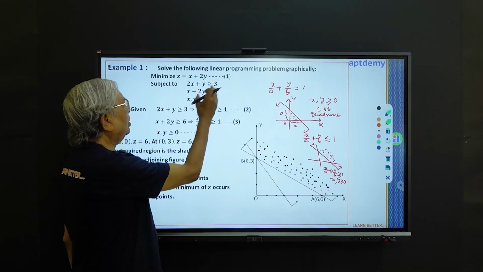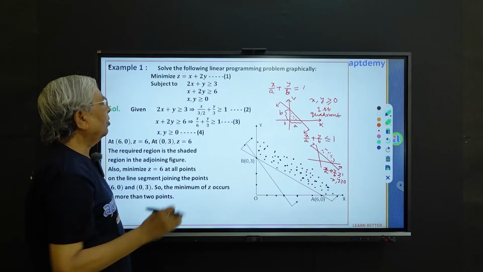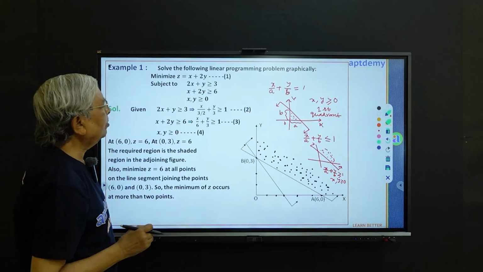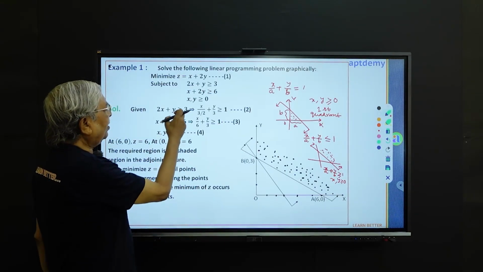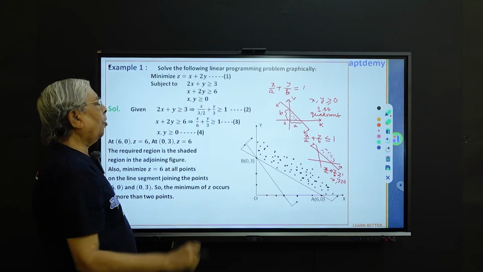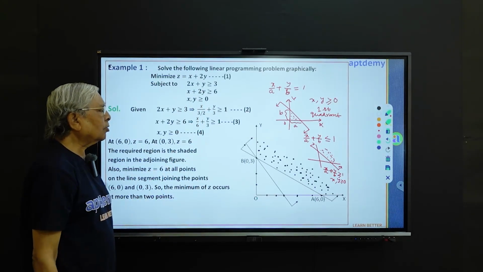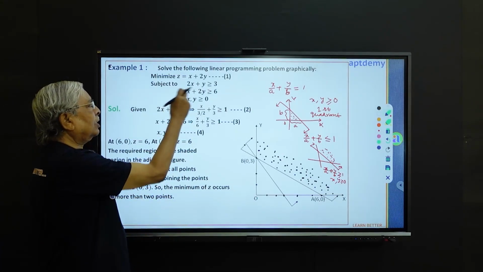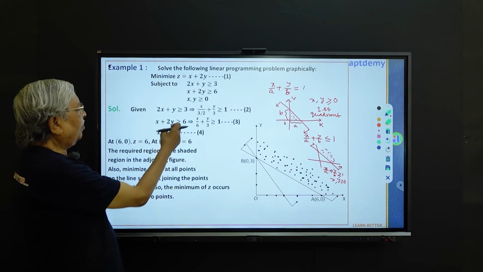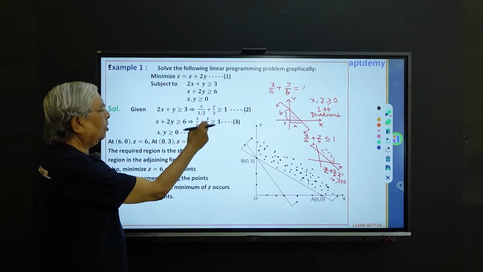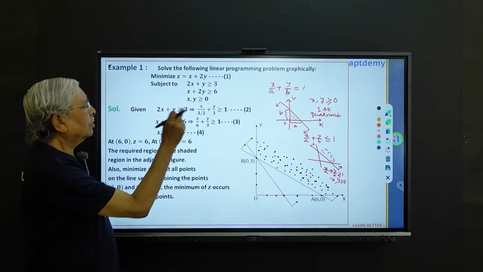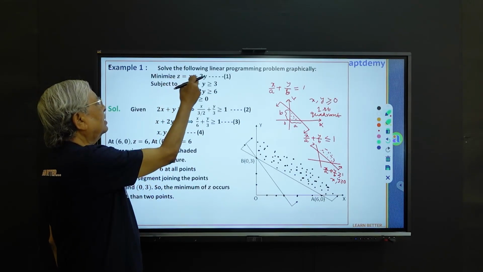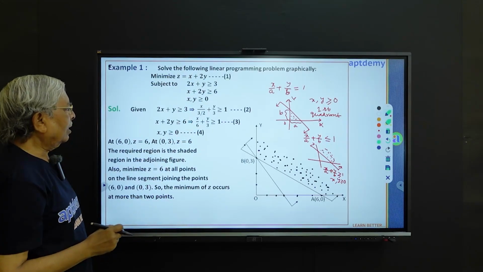So first put the inequations in the form x by a plus y by b greater or equal to 1. 2x plus y greater or equal to 3: divide by the constant 3, this can be written in the form x by 3 by 2 plus y by 3 greater or equal to 1. And the second constraint is x plus 2y greater or equal to 6. So divide by 6: x by 6 plus y by 3 greater or equal to 1. So this is our number 3. And number 1 is our minimize z equal to x plus 2y.